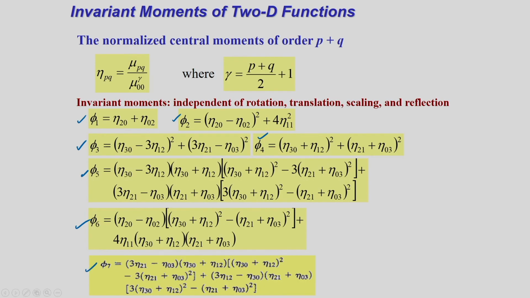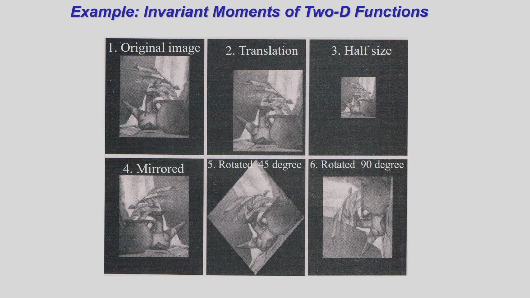I can determine 7 invariant moments which are independent of rotation, translation, scaling, and reflection. So from the image, the image is f(x,y), I can determine 7 invariant moments, and in this case I have shown one example.